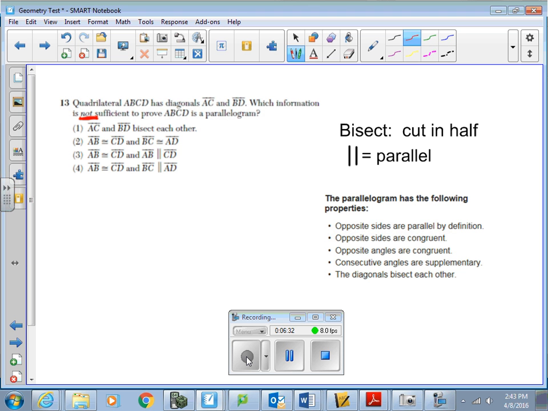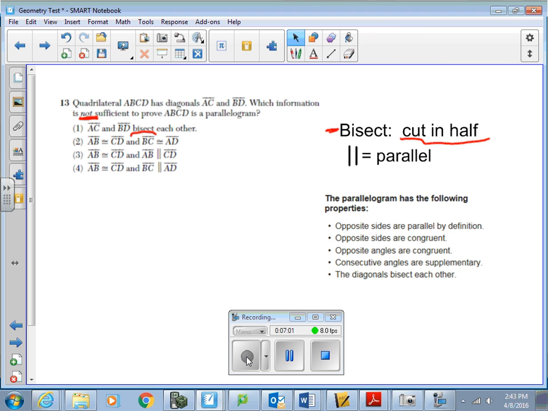Well, a couple things I want you to write down. You need to know what bisect means. You have bisect in this problem. You need to know what it means in order to answer the question. And that means to cut in half. When two lines bisect one another, that means this side is equal to this side, and this side is equal to this side. All right, so that's one thing you need to know.